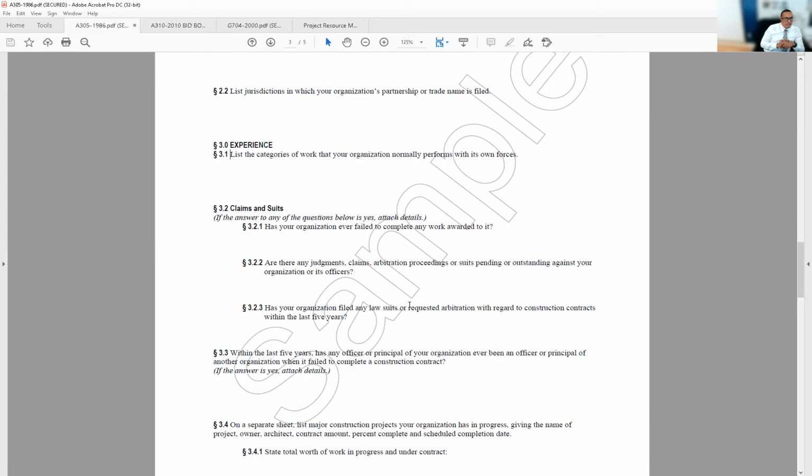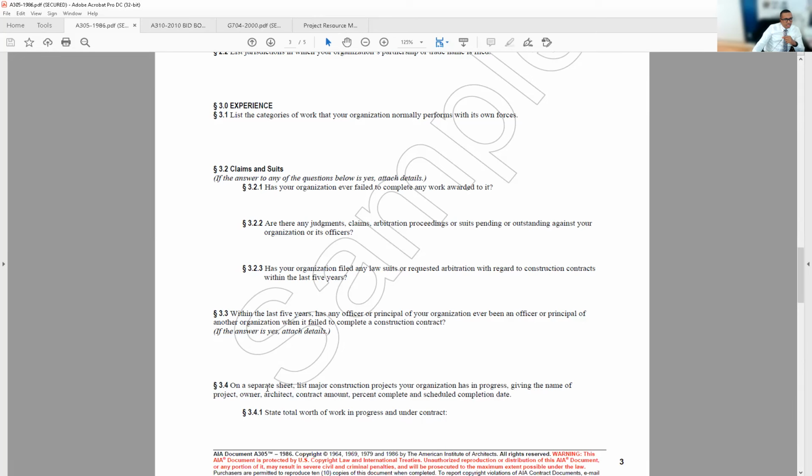Now, this is to the best of your knowledge and belief. If you don't know it, if you ask people and they don't seem to know it, then great, that's fine. But if they know about it and they didn't put it, that's a problem. Okay. Has the organization filed any lawsuits or requested arbitration with regard to construction contracts within the last 5 years? Any of that, if you've done any of that.